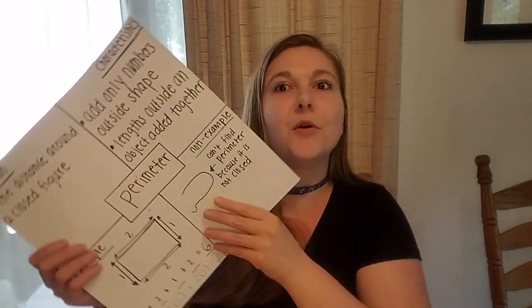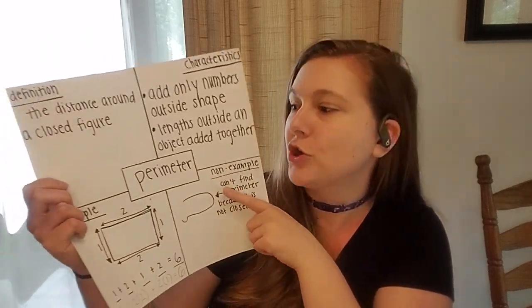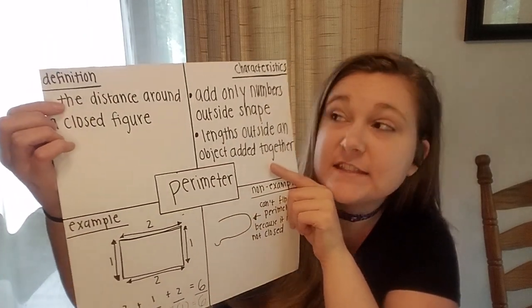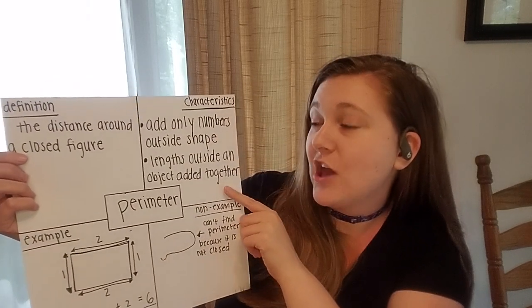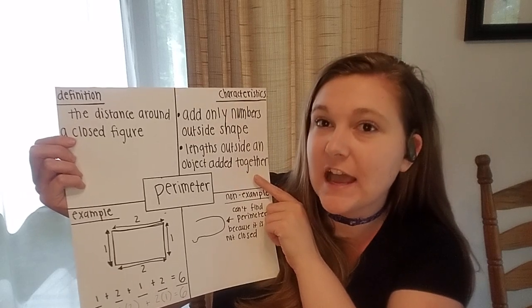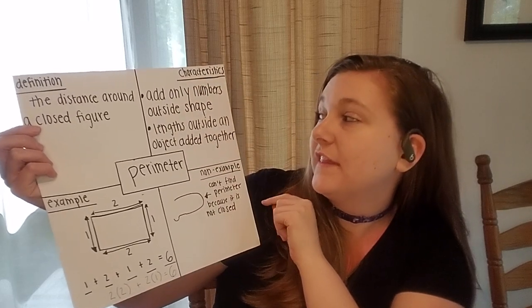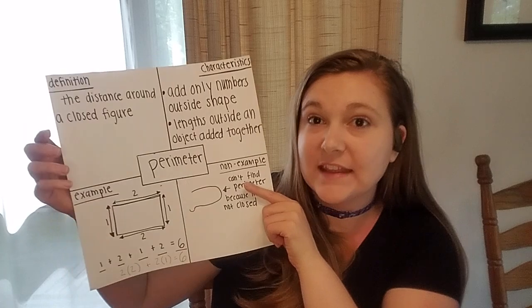Let's talk about that a little bit. Okay, a perimeter, let's use our Frayer model. A perimeter is the distance around a closed figure. You're going to add only the numbers outside of the shape. The lengths outside the object will be added together.